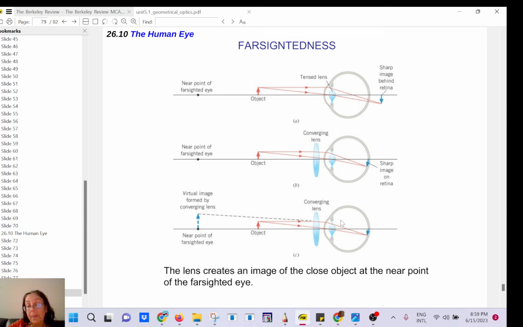Okay. So how can we fix that? We can fix that with a magnifying glass to add some refractive power to help your eye and to bring back the object here on the retina. So the lens here will bring the image to that point where you can see. That would be the idea.